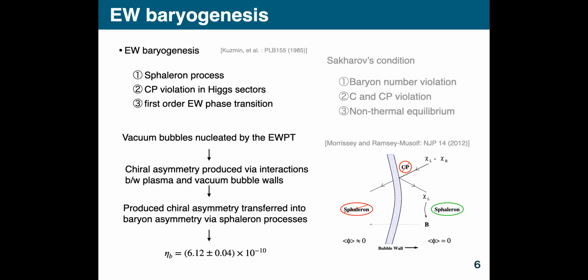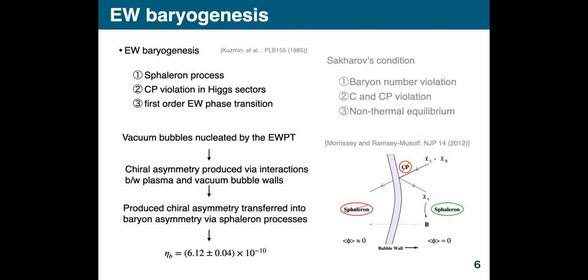First, when the first order phase transition occurs in the early universe, vacuum bubbles are nucleated at a certain time or certain temperature, and the nucleated vacuum bubble can expand. Then this vacuum bubble interacts with elementary particles in the plasma, and if the CP violation exists in the interaction between the vacuum bubble wall and the plasma, then a chiral asymmetry can be produced around the vacuum bubble.